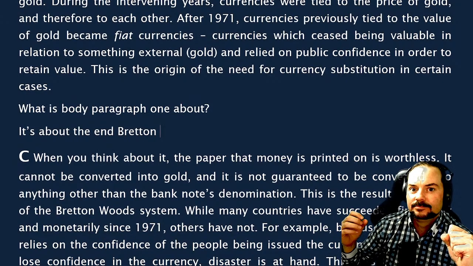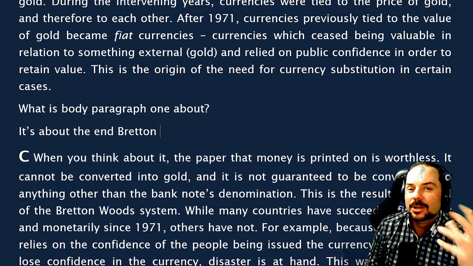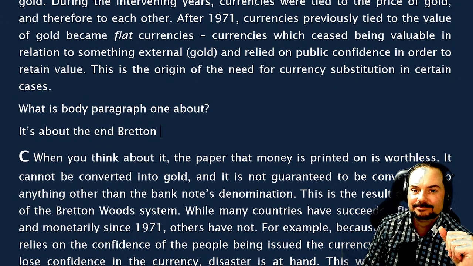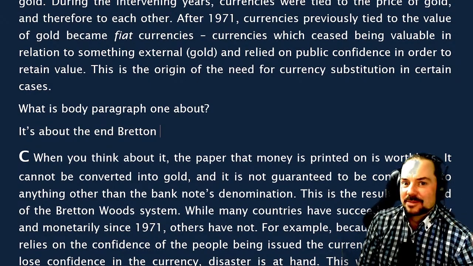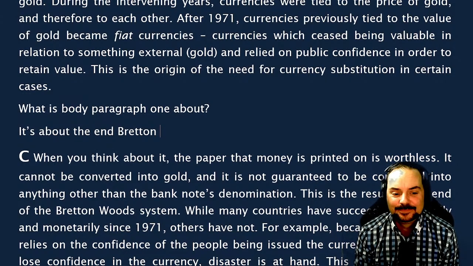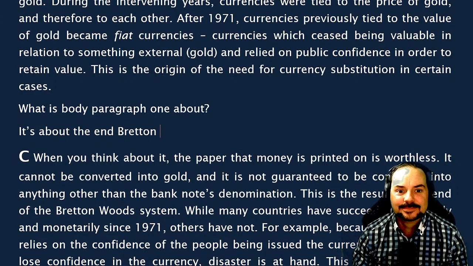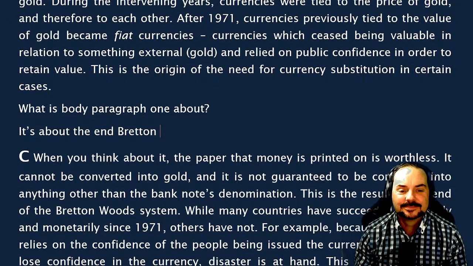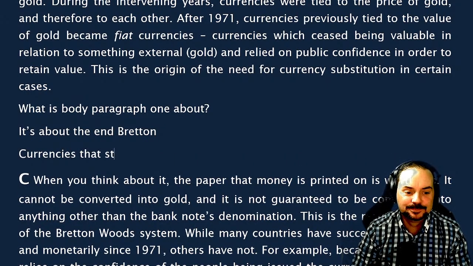There's a precious metal that this paragraph keeps talking about, right? About gold. What do you mean about gold? What about gold? I love gold. A lot of people do. But what about gold? What changed? I think it also mentioned currencies that stop being valuable in relation with gold. Beautiful.